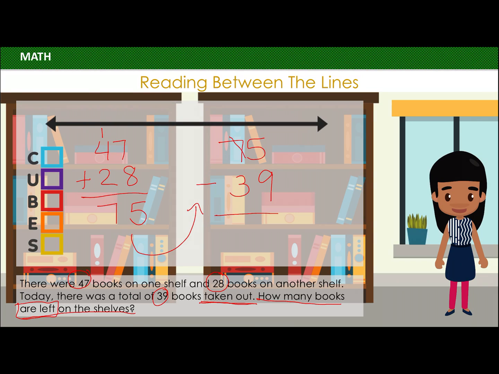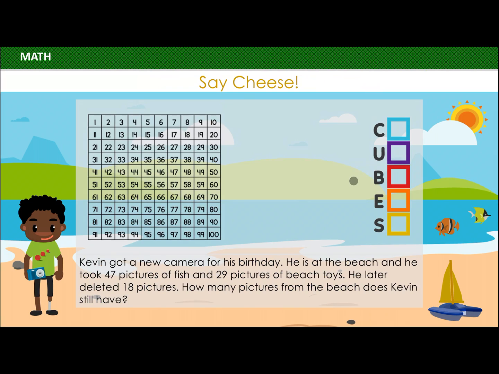So I cannot do 5 minus 9, so I know that I'm going to have to regroup. So my 7 becomes a 6, and my 5 is now 15, so I'm doing 15 minus 9, which is 6. And for my 10s, I'm doing 6 minus 3, which is 3. So my final answer is going to be 36 books that are left. And you are more than welcome to use your number line for doing this, but I thought it would be easier to show you just the way that I did.